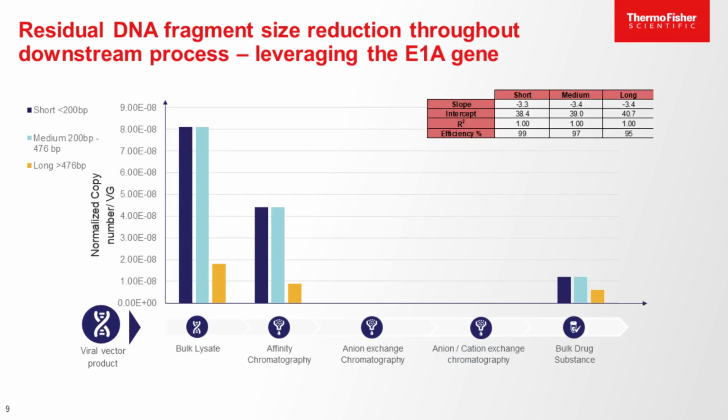So switching over to fragment sizing, for this application, and just as a reminder, this is to ensure larger than 200 base pair fragments are removed. For this application, E1A is an excellent target because it really kills two birds with one stone, the way we designed our assay. Because it's analyzing the fragment size for 3 different fragments, short, medium, and long, and it also quantitates E1A as being a known oncogene, which is again another regulatory guidance.